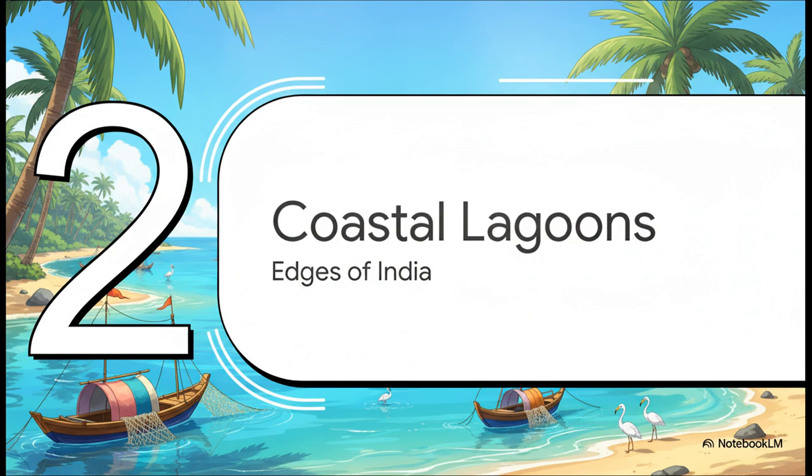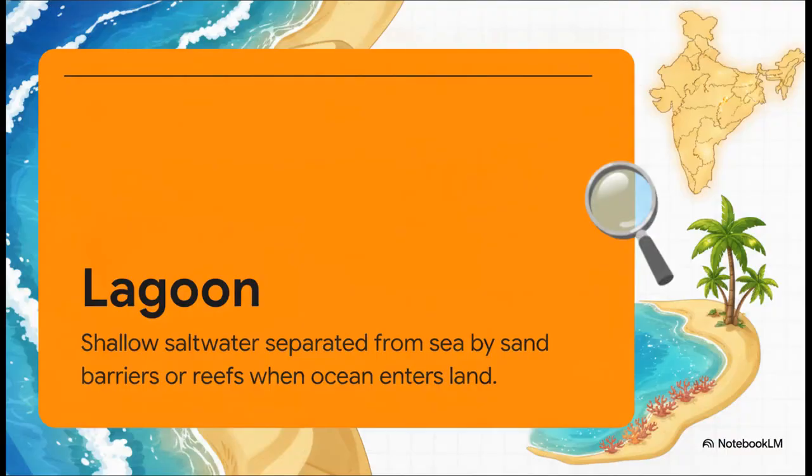Section 2. Coastal lagoon lakes. We're moving from the inland extremes right out to the edges of the subcontinent. Now, before we name drop, what exactly is a lagoon? Basically, it's what happens when ocean water pushes into the land and gets trapped. Sand barriers, reefs, or barrier islands build up and block that seawater from flowing back out, creating a shallow, saltwater lake right on the coast.